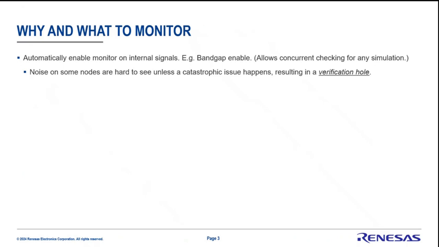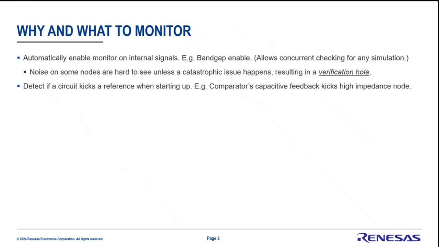As the second bullet point states there, sometimes kicks or noise on these internal nodes are really hard to see unless something catastrophic happens elsewhere in the circuit. And this basically poses a verification hole. Imagine something kicks the band gap enough that it causes a POR reset. Great, you can detect that. But if it kicks it enough, but not enough to cause a POR reset, and not enough to see it externally, you've got the possibility that across corners, etc., you do see that in the real device.